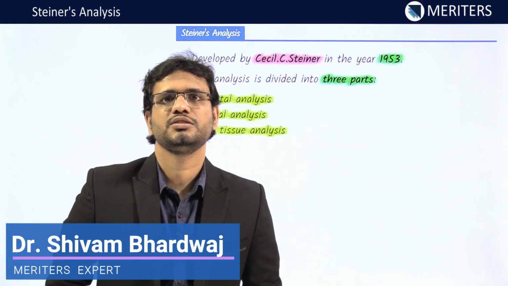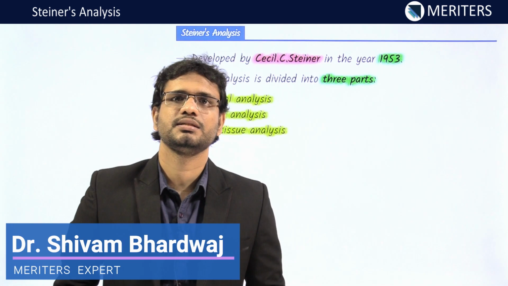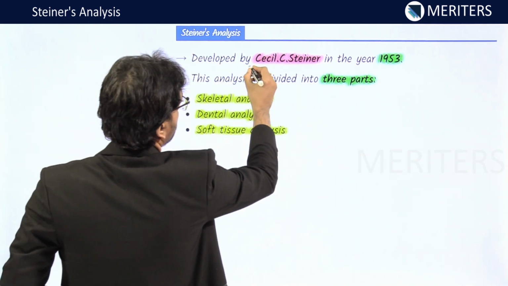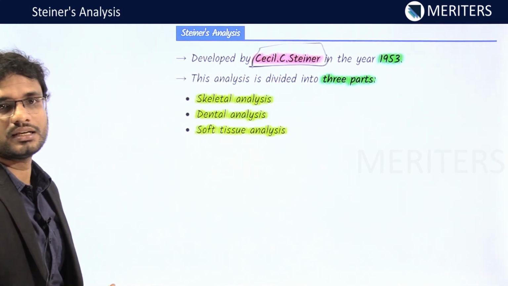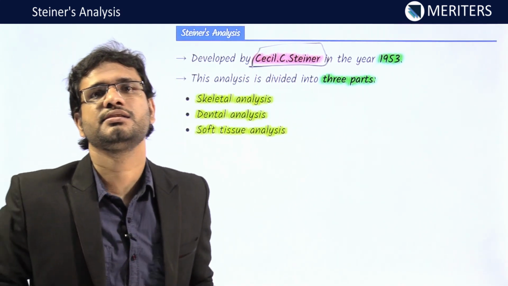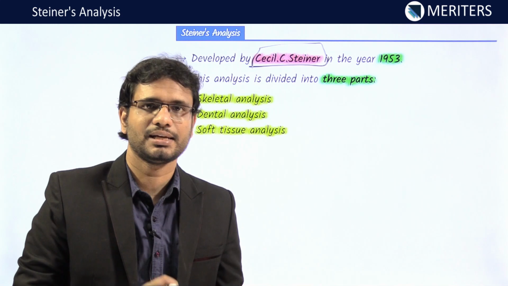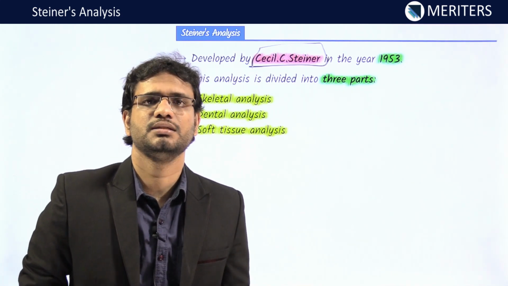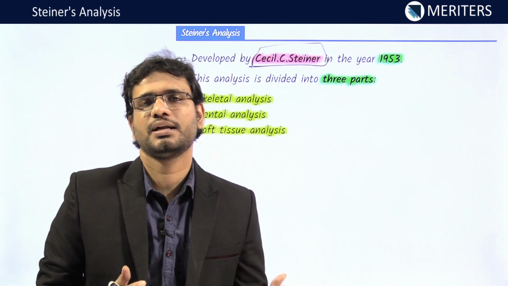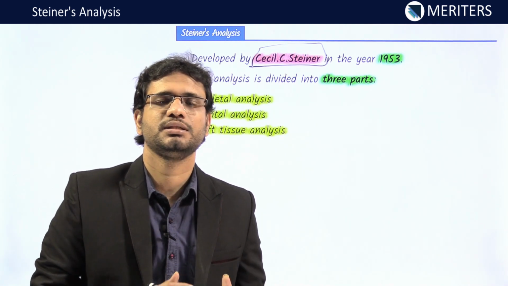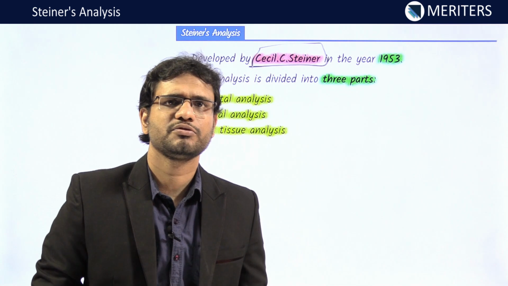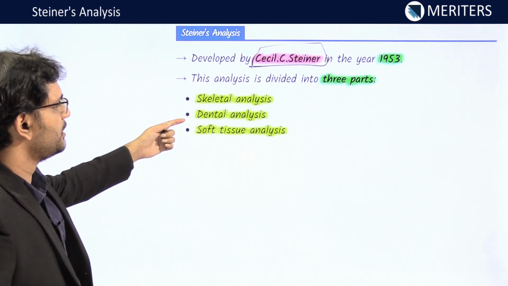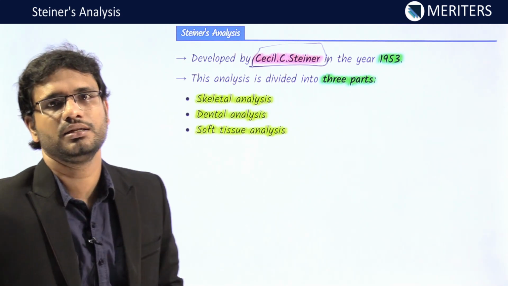Hello everyone. In this video, we'll be discussing Steiner's analysis. Steiner analysis was developed by Cecil C. Steiner in 1953, and this analysis is based on the skeletal analysis. It analyzes the soft tissue also, and it analyzes the dental tissue also. So there are three parameters being considered in Steiner's analysis. First is the skeletal analysis, then the dental analysis, and the soft tissue analysis.